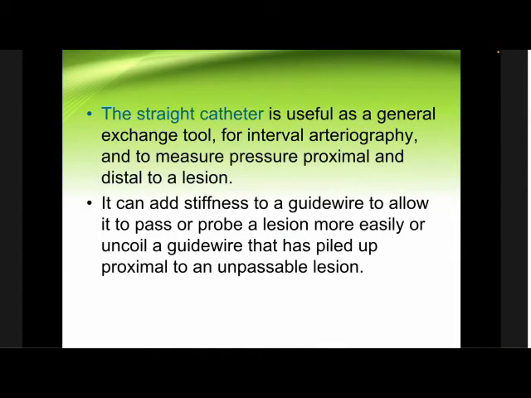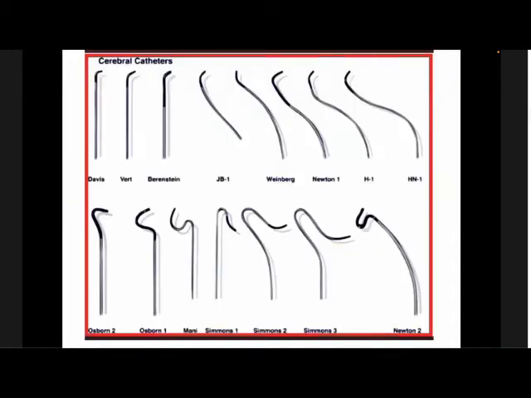The straight catheter we already saw is used as an exchange tool and for interval arteriography, and also to measure the pressure proximal and distal to a lesion. These are also used to give stiffness to a guide wire to allow it to pass or probe a lesion more easily, and to uncoil a guide wire that has piled up proximal to an unpassable lesion. These are the uses of a straight catheter. So these are the various shapes, the simple curves and complex curves, which are used in cerebral angiography.